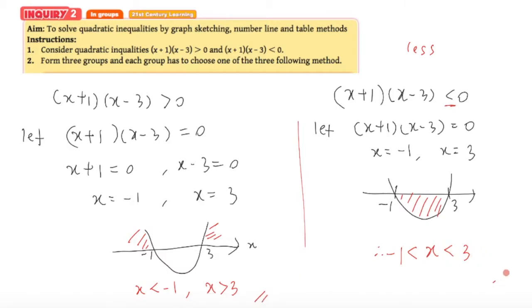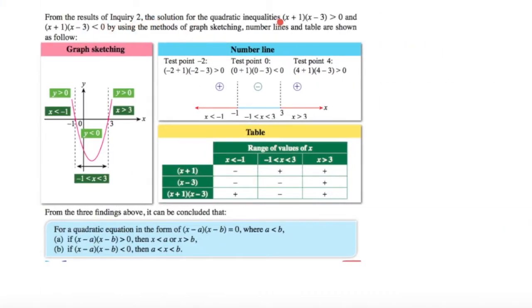So when you are solving your question, doing your exercise, you just use this one method. If more than 0, it is left and right. If it's less than 0, it is in between. Okay, let's see Inquiry 2 in your textbook. There are three methods. If y is more than 0, in graph sketching, your answer will be less than negative 1, more than 3. If it's less than 0, your answer will be in between. This is the graphical method I showed you just now.